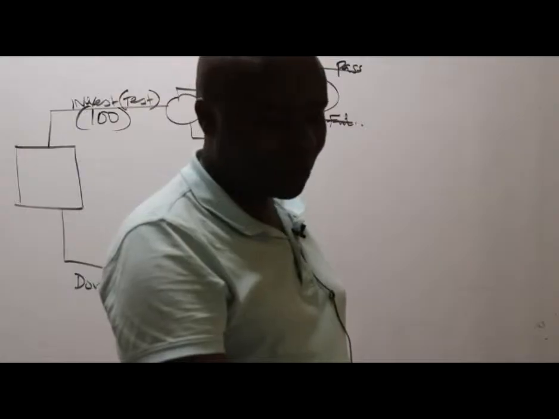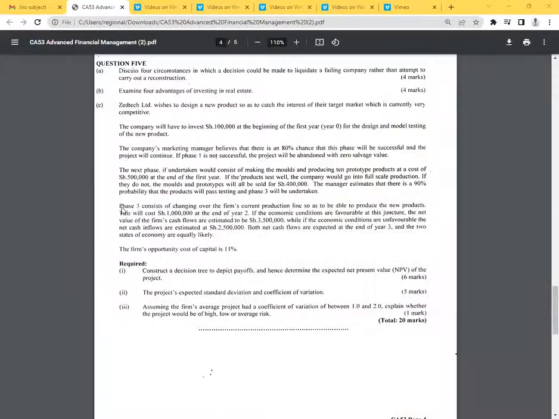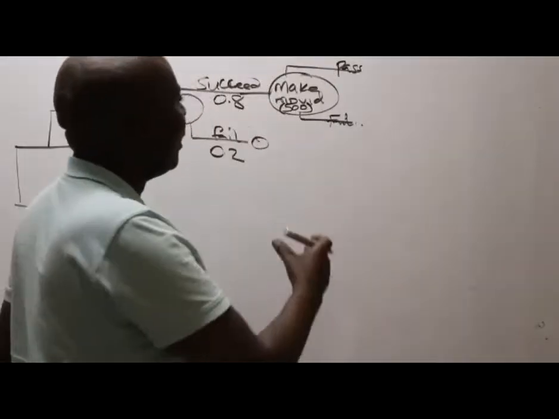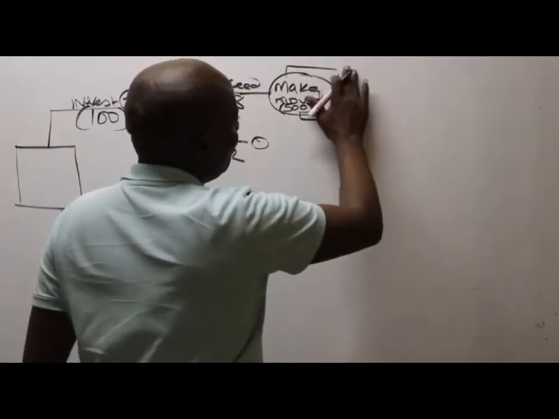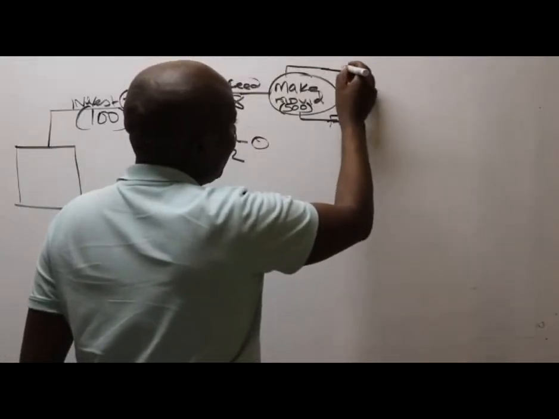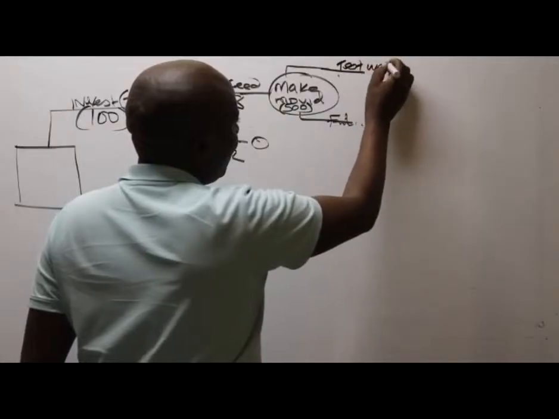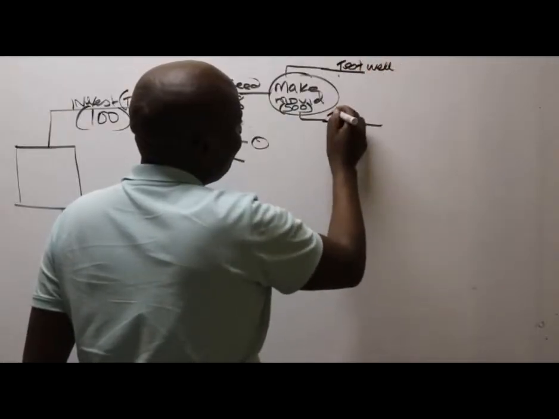Always use the language given by the examiner. Like now here he has told us that if the products test well, so it's about testing well. If they test well, the company will go into full scale production. If they do not, the molds and the prototypes will all be sold. So it is either these prototypes test well, or they test otherwise. It's important to use the language used by the examiner. So they could either test well or test bad.